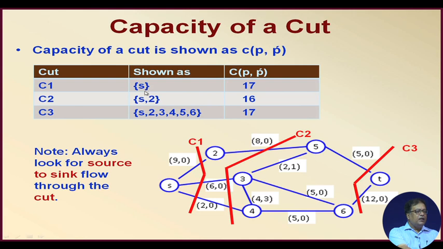So, if you simply write S, then S is partitioned, and the rest are on the other side. If you write S2, then can you see C2 is really S2, because S2 is on one side, and the rest of the nodes on the other side. And S, 2, 3, 4, 5, 6 is C3. Now, what is the capacity of a cut?